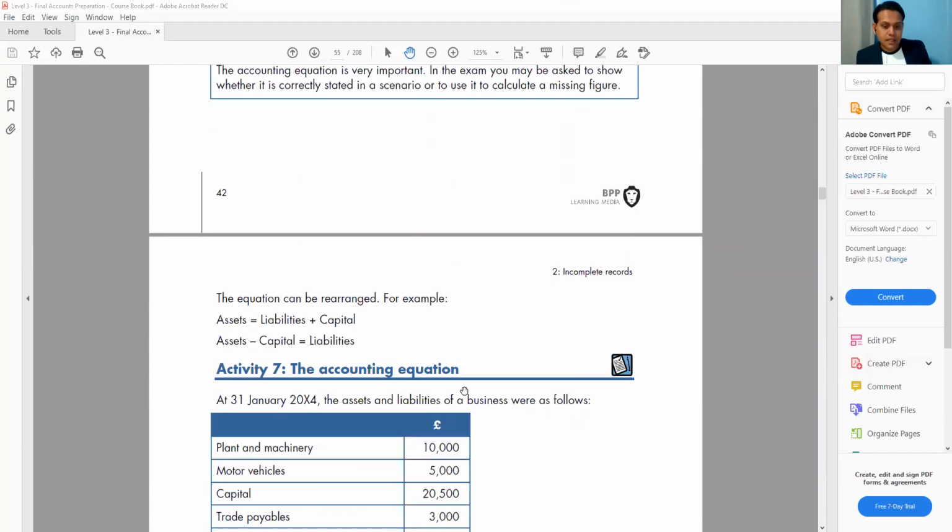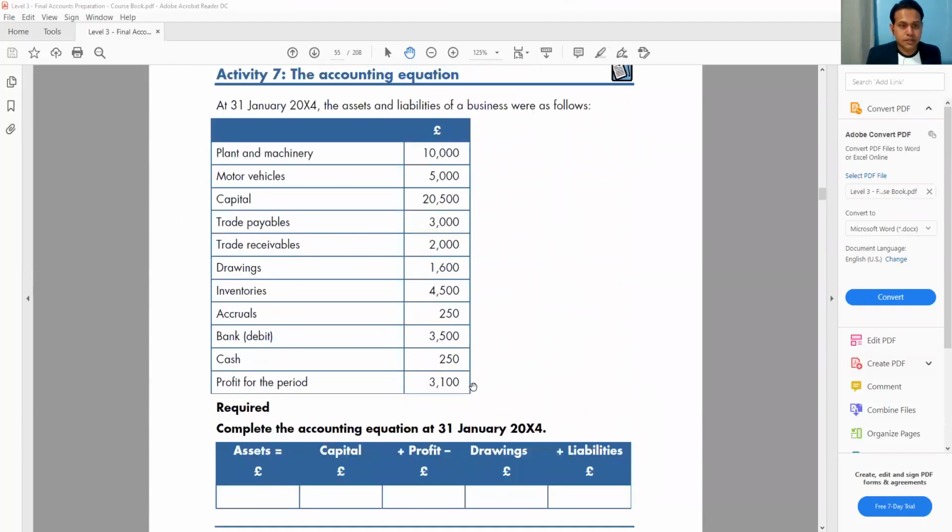Let's have a look at one of the examples. Let's see if you can do it or not. Okay, this is one of the accounting equation questions. It's a little bit long, but it's not difficult. They ask to complete the accounting equation. They ask how much is the asset, how much is the capital, how much is the profit, and the minus drawings, and how much is the liability. So all you need to do is follow these steps. Let's have a look.